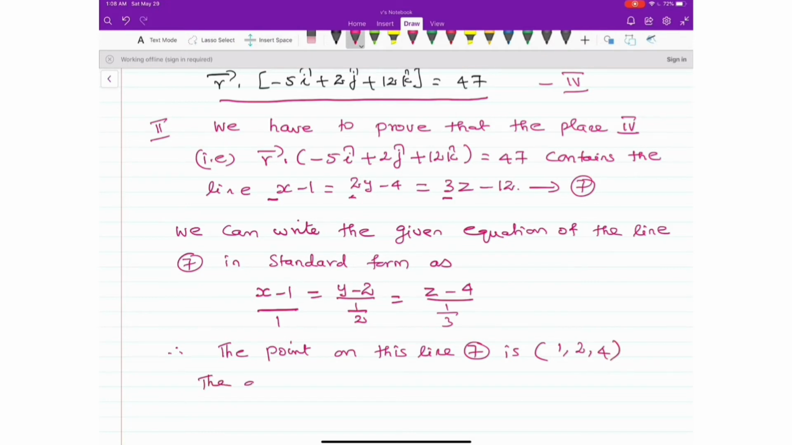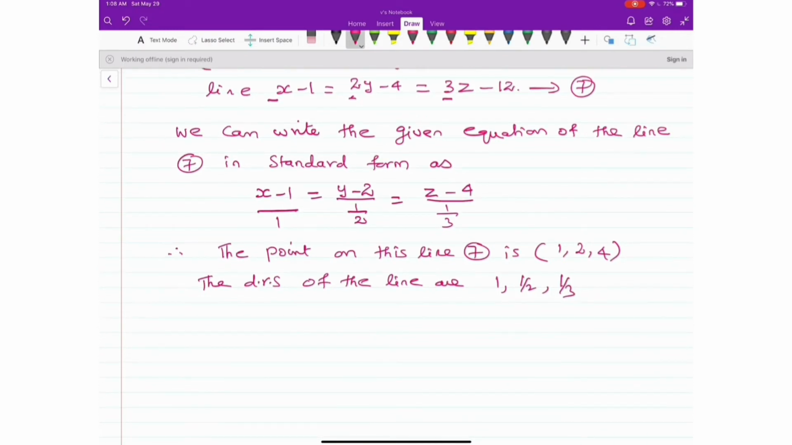The direction ratios of the line or the parallel direction are 1, 1 by 2, 1 by 3. Normally we don't leave it in fraction. So multiply throughout by 6. I will be getting 6, 3, 2. So what do you get? Let me take the point here, let me give a name to this, A 1 2 4.